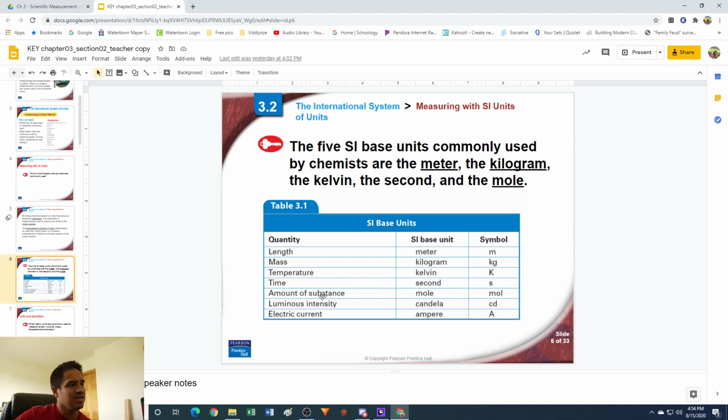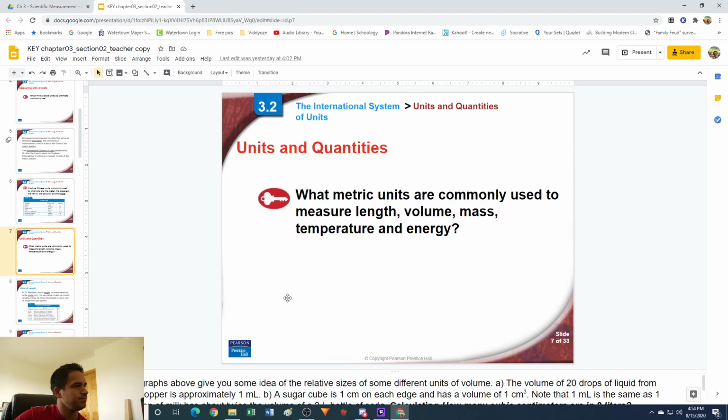Time is seconds. Moles is a very specific unit to chemistry, so we're going to learn a lot about moles in this course, not necessarily this chapter, but in this course. It measures the amount of substance. You don't need to worry about luminous intensity or candelas because we're not going to be dealing with light, and electric current. We're not going to do any electrochemistry, so you don't need to worry about amperes or amps.